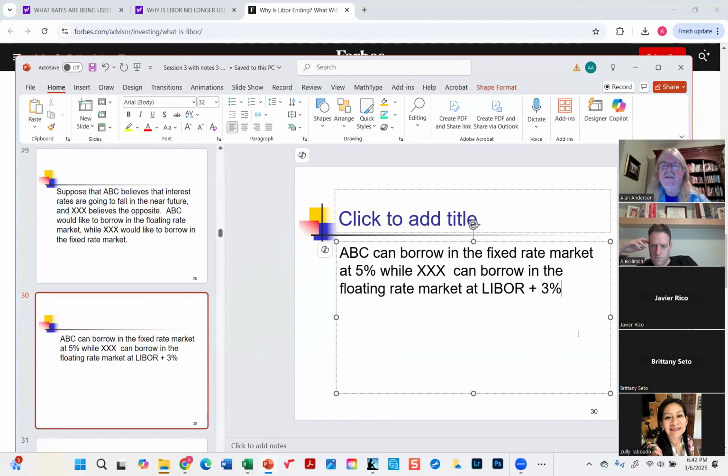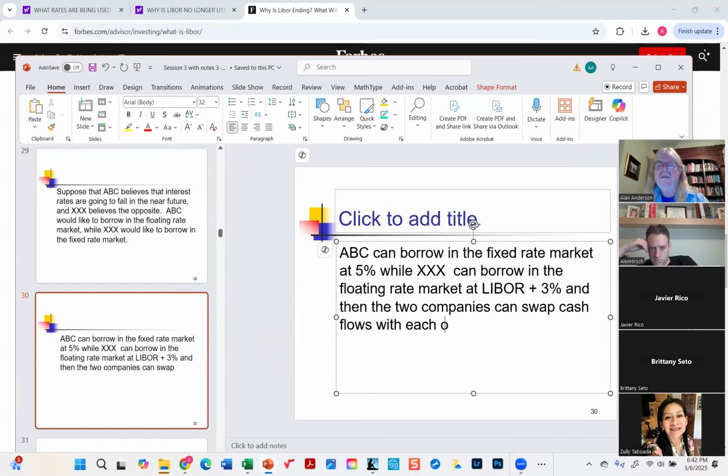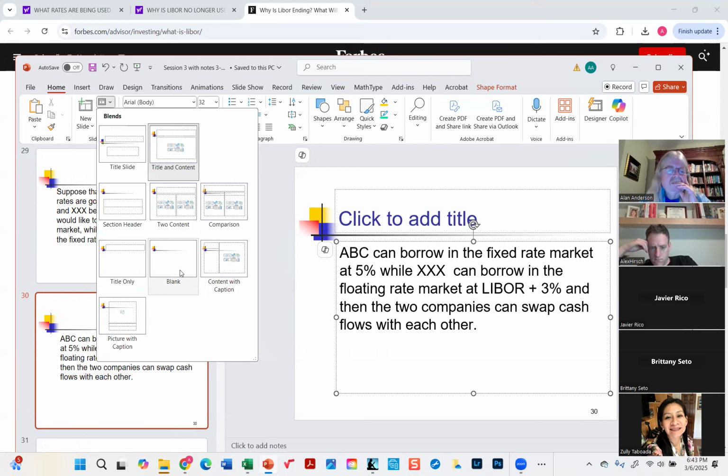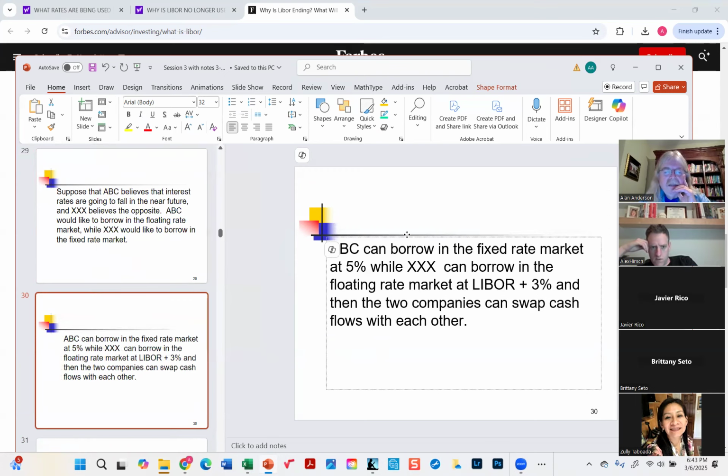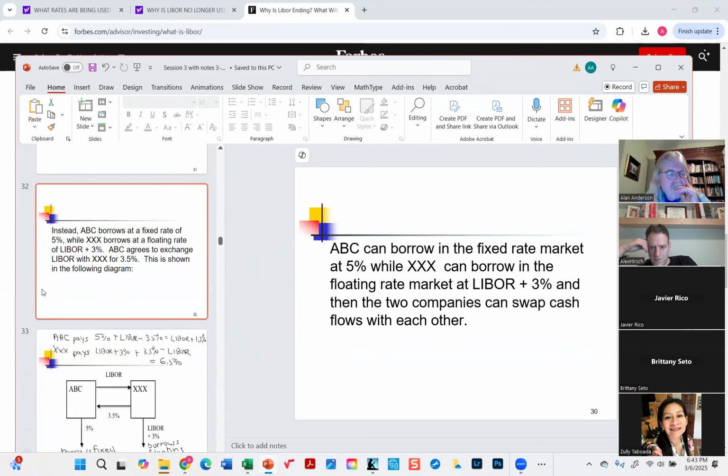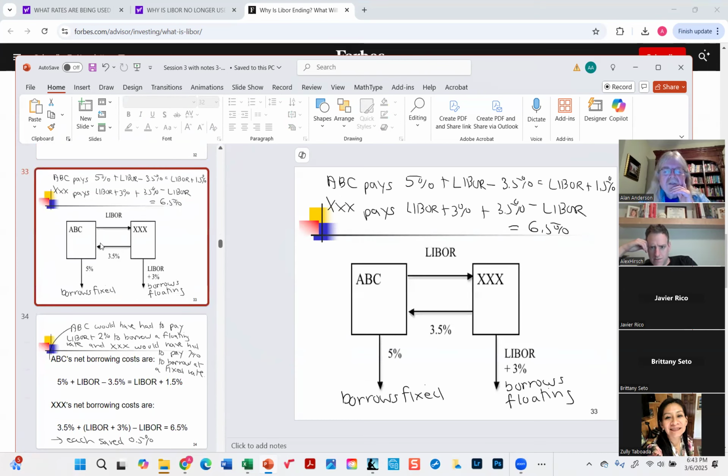And then the two companies can swap cash flows with each other. What in the world is that going to accomplish? Let's see if I have a diagram here. Yeah, here it is. So here we go. So ABC goes into the fixed rate market and borrows at 5. They have to pay 5% every year for the next so many years.